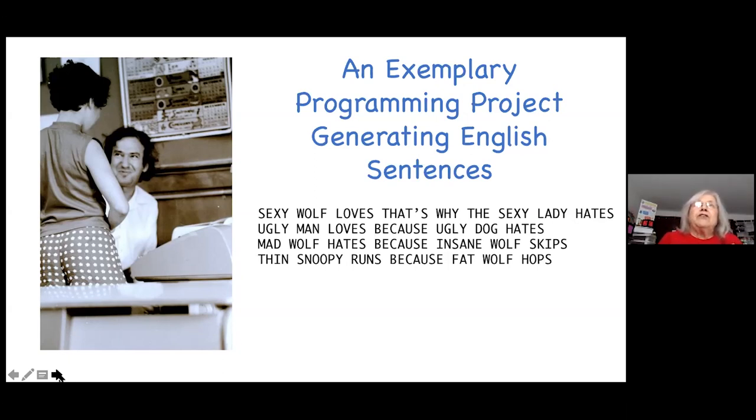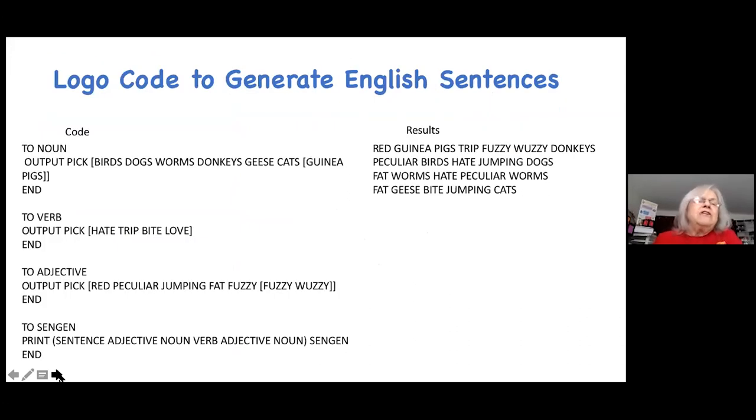and our first project, I remember, was Pig Latin. But one of our projects that was very interesting to do with the children was sentence generators. And this young lady talking with Seymour wrote her sentence generator. This is an example of what her sentence generator eventually produced. And here's the code in Logo that produces sentence generators.